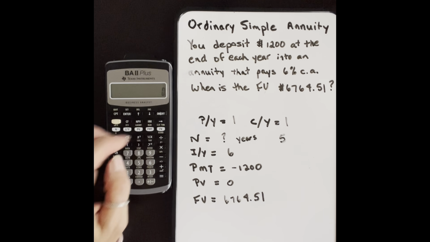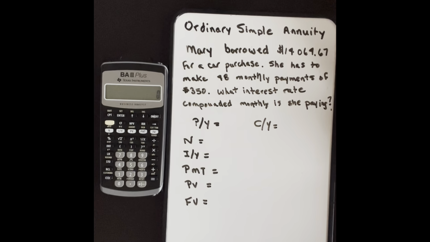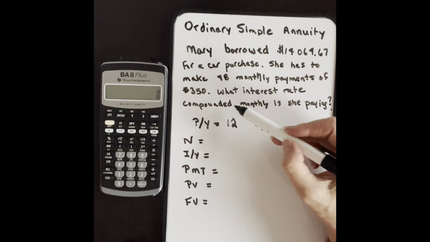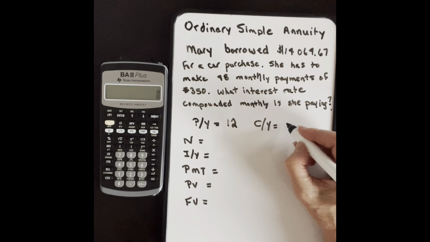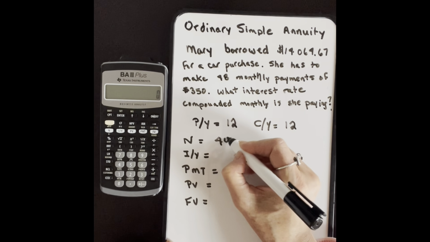Clear TVM and do one last example, and this time we're going to find interest rate. So in our last example, it says Mary borrowed $14,064.67 for a car purchase. She has to make 48 monthly payments of $350. What interest rate compounded monthly is she paying? We can assume that her payments start a month after she borrows the money, so at the end of the interval period, and they're monthly payments, so their payments per year would be 12. If the interest rate is compounded monthly, then she has 12 compound periods per year. N would be 48. She's making 48 payments.